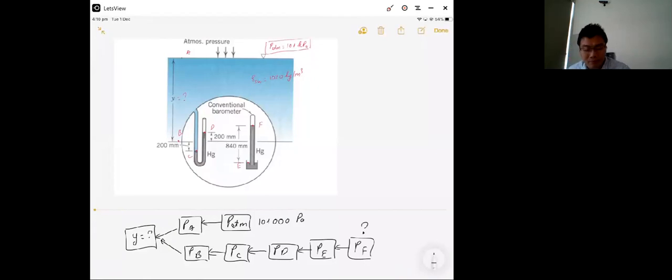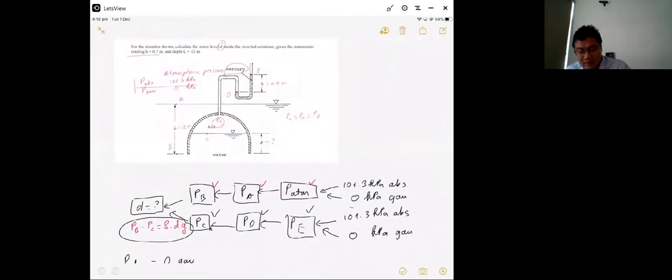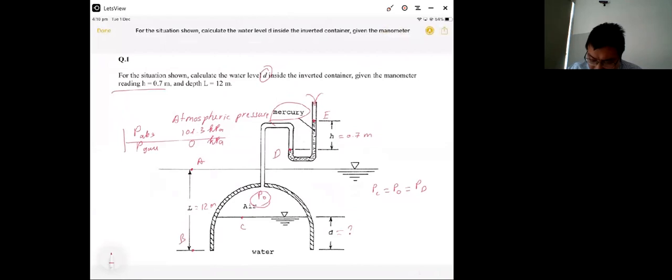In the previous question, to find pressure B, you find pressure C. Pressure C equals pressure D. You can find pressure D if you know pressure E. And pressure E is equal to atmospheric pressure, because here we have an open area and the air can flow in this tube. So here we have atmospheric pressure.